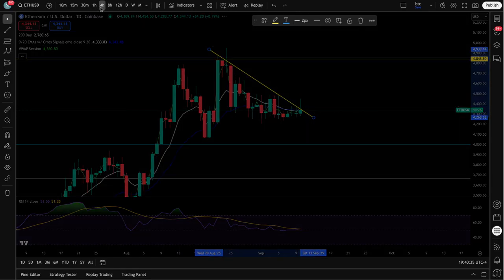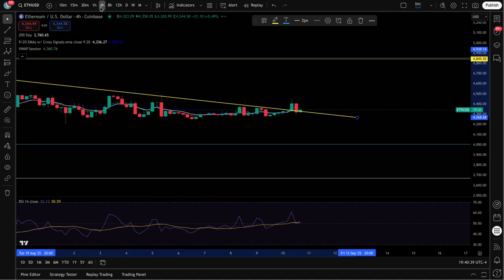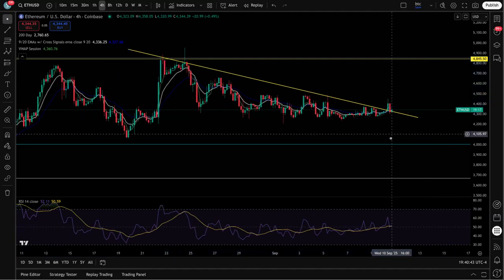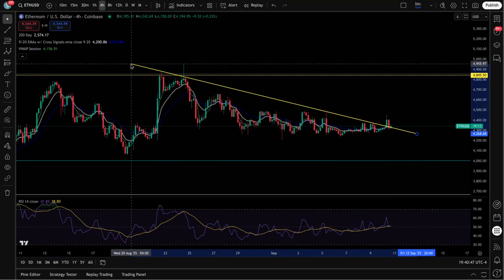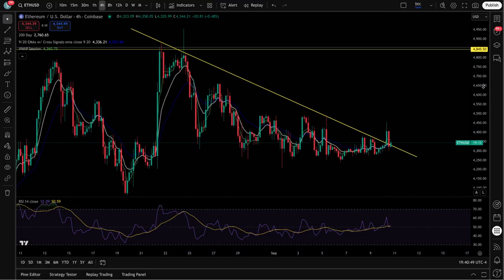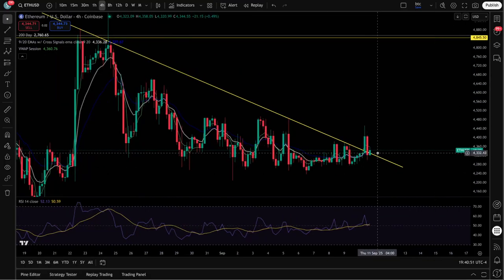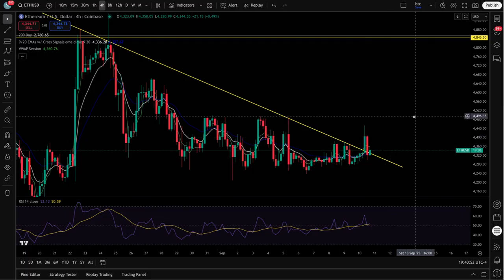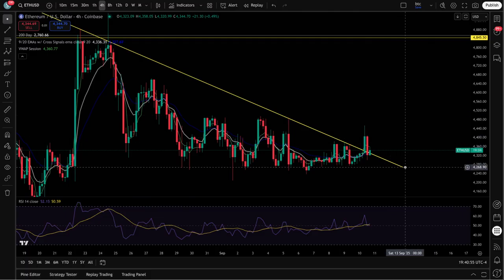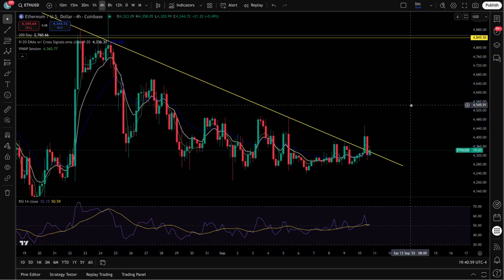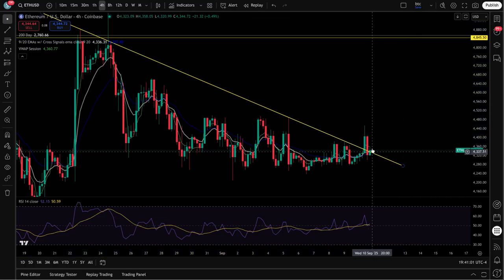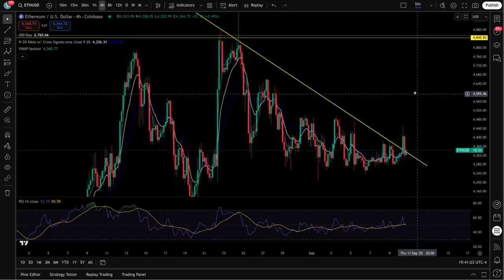Now, if we go on a 4-hour, see where this thing's at. On the 4-hour, we're going to have to adjust the line just a hair there. Possible fake. Maybe it heads back up here. We'll know real soon. Put this where it belongs, right on there. There we go. So we'll see if we get this break or not as far as ETH goes.